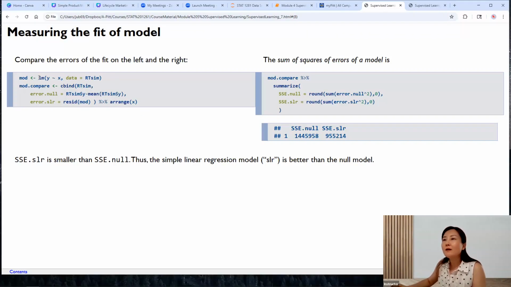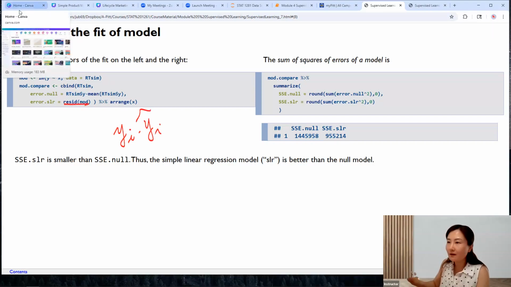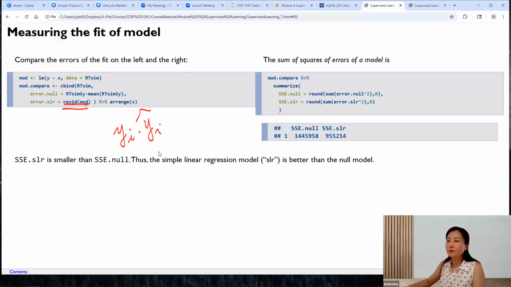Right? So in R, we use the lm function to fit regression models. In our case, the formula is just y tilde x, and we specify the data set and save the result in mod. And then we will pull out the residuals using the resid function. Residual is y i minus y i hat. So this is actually a vector of residuals.